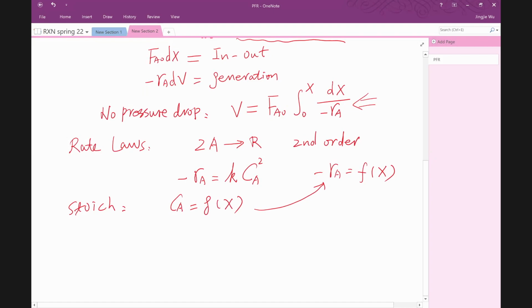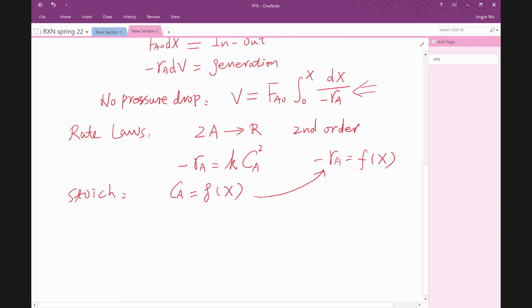So for the PFR, we need to pay attention to whether this is a liquid or gas, because if it's a gas, then the volumetric flow rate will change according to the stoichiometry of the reaction.